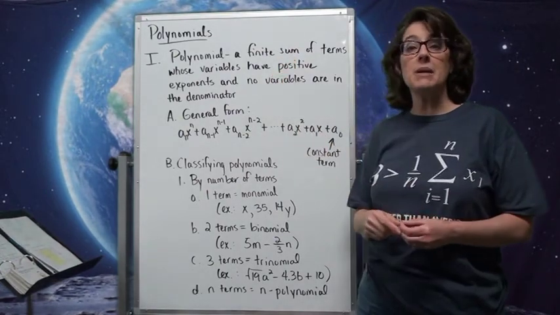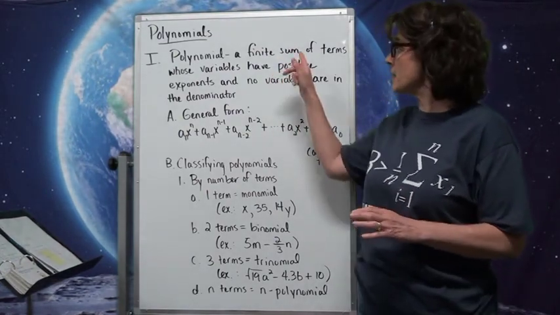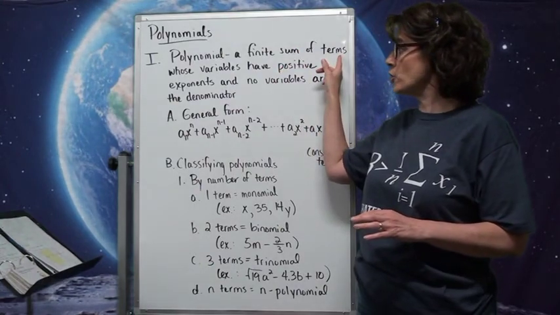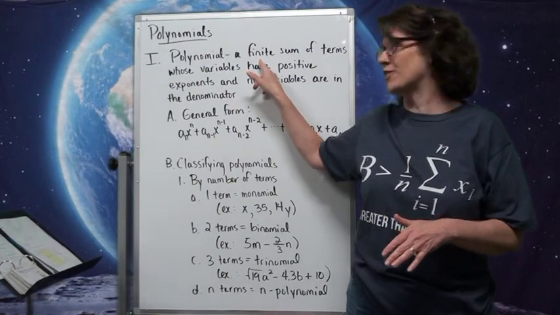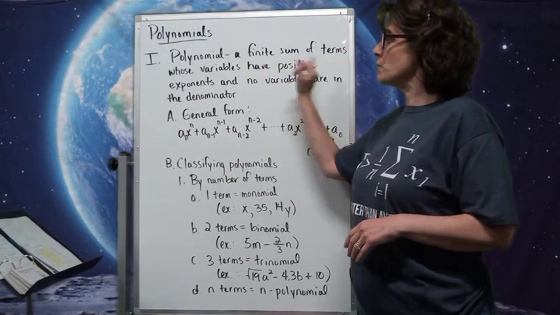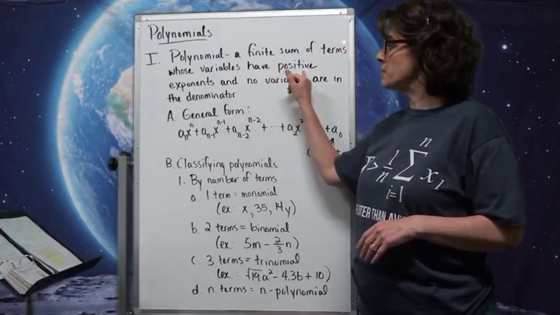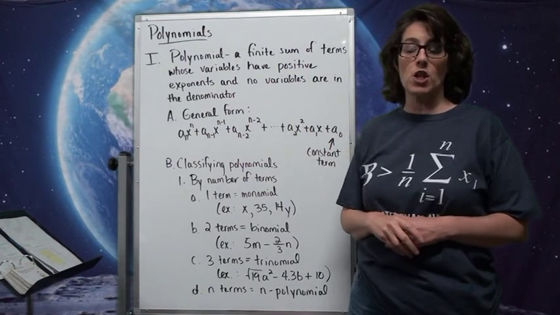Sum, remember, sum means addition. So what's going to happen here is I'm going to add up a bunch of terms, and fortunately there's an ending to this. It's not going to go on forever. So we have a finite sum of terms whose variables have positive exponents and no variables are in the denominator.